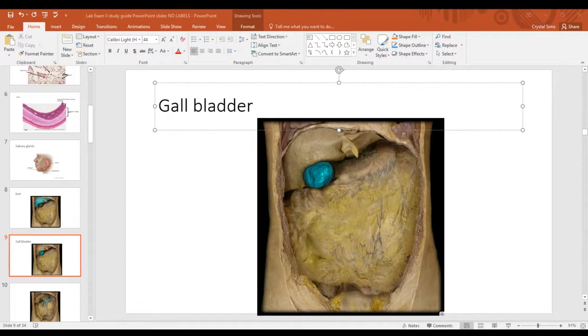And then we have these two here. Okay, so what is this one back here that's closest to the parotid gland? Yes, that is the submandibular. And then what is the other one? Yes, sublingual, because it's under the tongue.